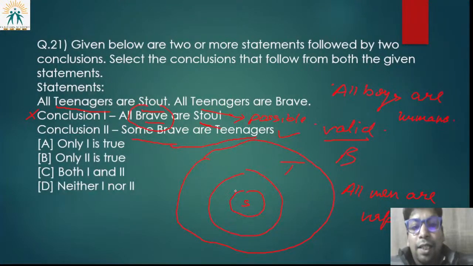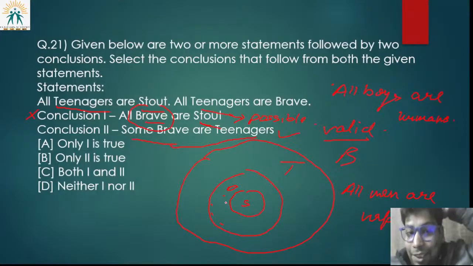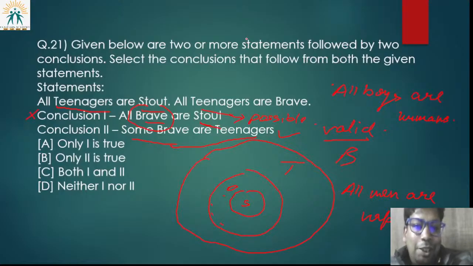So inside teenagers there will be brave. I made the Venn diagram a bit wrong. I'm very sorry about that. Now I see it. This question does not have existential fallacy in it. I went off, it was a bit far-fetched explanation. This is a pretty simple question.